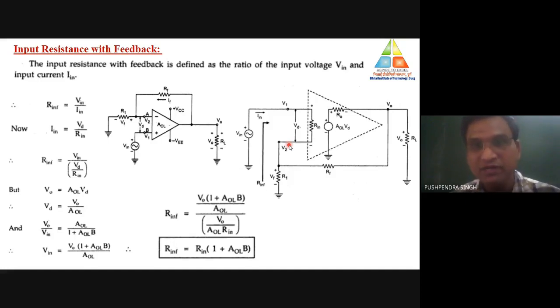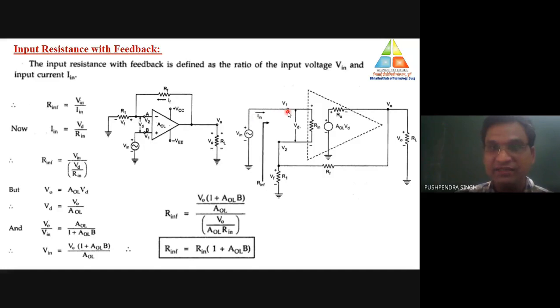We are getting more points now. We are calculating the input resistance with feedback. The source of voltage is positive Vin. From there, the value of generated current is Iin. So input resistance with feedback is Vin divided by Iin.